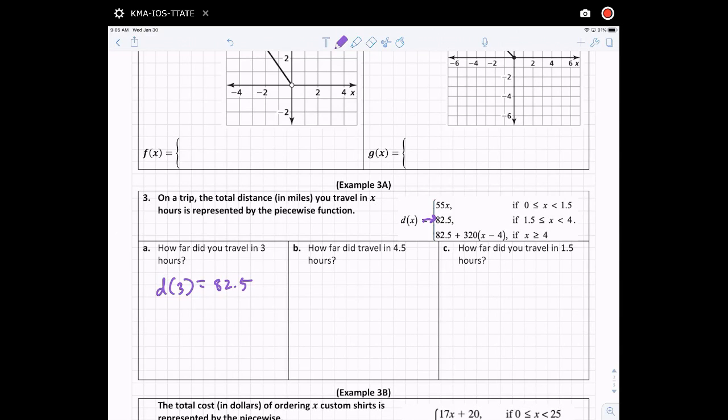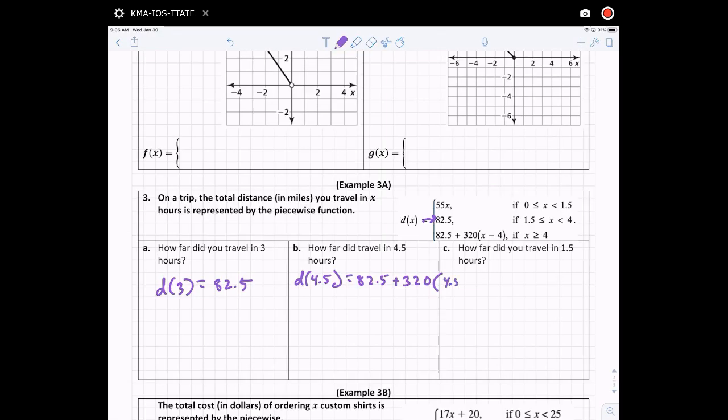What if I travel 4.5 hours? You use the third one, because it is greater than or equal to 4. So if I'm using the third one, d of 4.5 is equal to 82.5 plus, I'm running out of room, 320 times, you plug in the 4.5. If you want, you can put that in parentheses, minus 4.